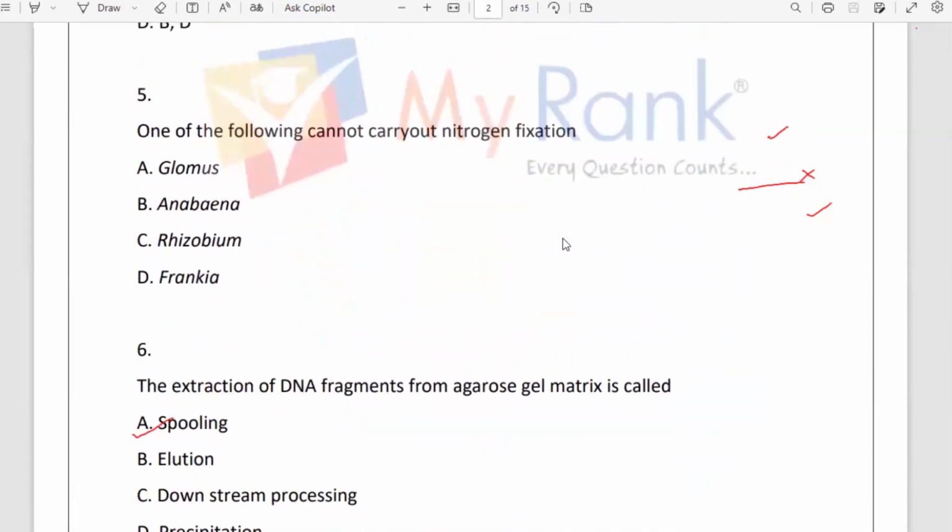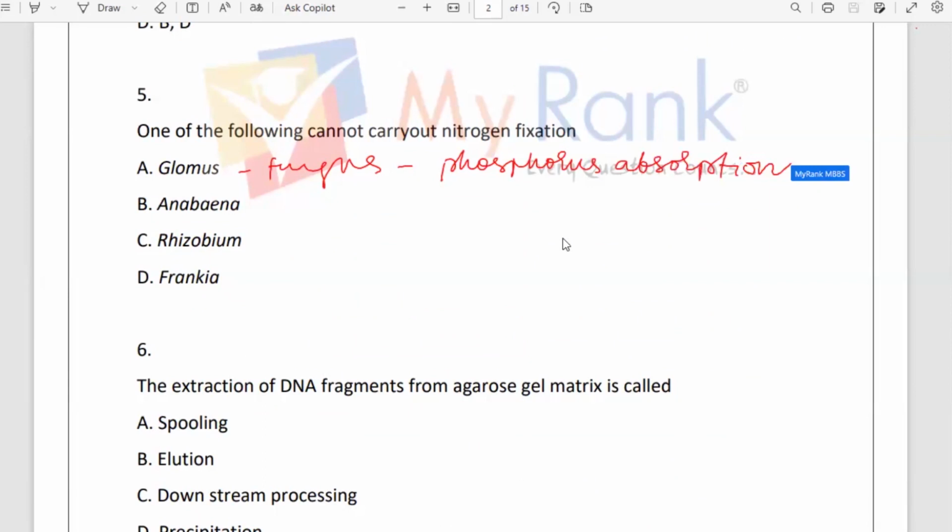So, now coming to the next question, that is question number 5. One of the following cannot carry out nitrogen fixation. Glomus, Anabaena, Rhizobium, Frankia. Glomus is actually a fungus that is involved in phosphorus absorption, but it cannot carry out nitrogen fixation. So the answer would be A, Glomus. So the next question now.